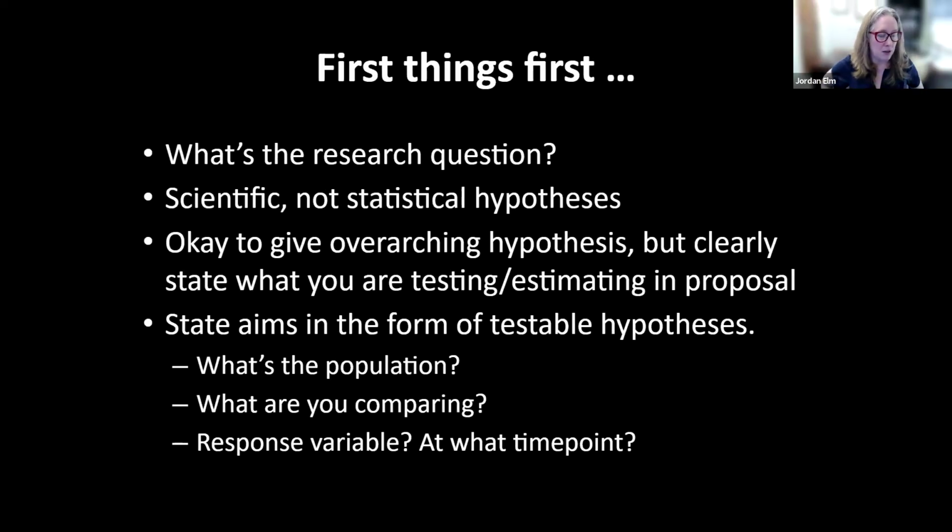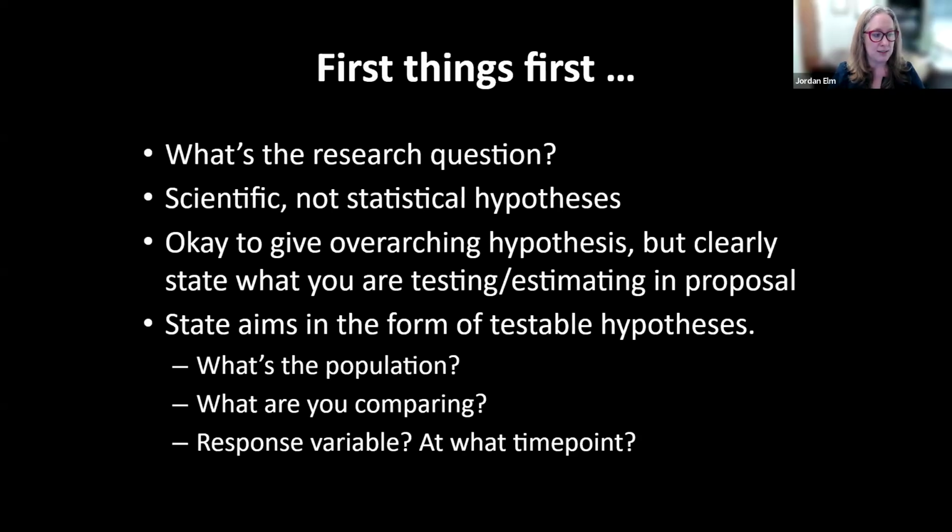So first things first is really looking at it to understand what's your research question. And so the specific aims, in my mind, there are different ways of doing this, but I think that the specific aims should be stated in terms of the scientific hypothesis, not necessarily the statistical hypothesis. And those are sometimes the same thing, but usually they're framed a little differently. And so as you're doing that, you want to be very, very specific. It's okay to state what your overarching hypothesis is for your body of research, but this is the page where you want to clearly state for this proposal what you are testing, what you are estimating, what your objectives are. And you want to state it in a way that it can be understood in the form of a testable hypothesis.